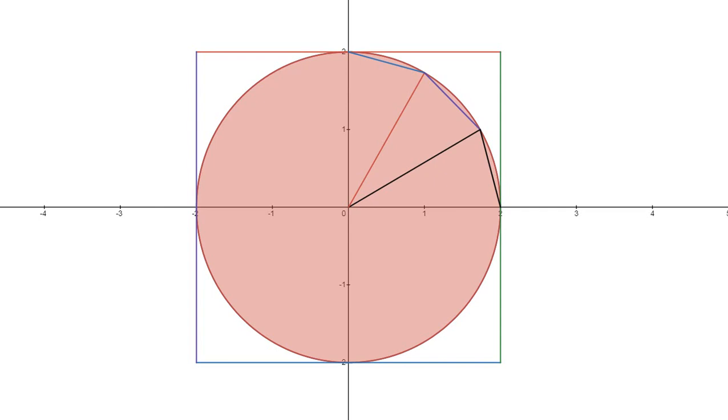So if that area is 1 for that middle triangle, and they're all the same area, those little triangles, then the total area of all 3 triangles is 3. So there you go, we've proved that 3 is less than pi, because those 3 triangles are inside the circle, they're inside the sector, which has area pi.